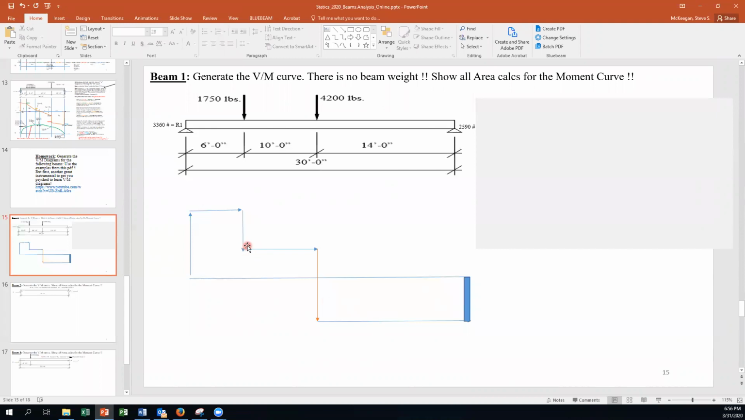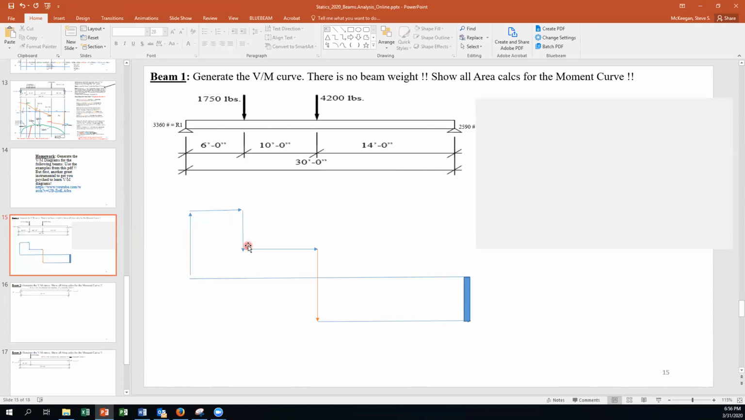Sloped straight line. And so would the moment curve have a different slope at each concentrated load? Like for the 6 feet and the 10 feet and the 14 feet, would those all be different slopes or no? Yes, they will be.